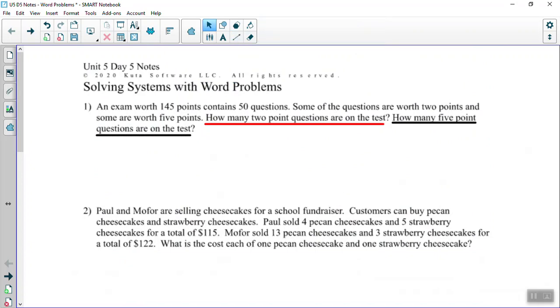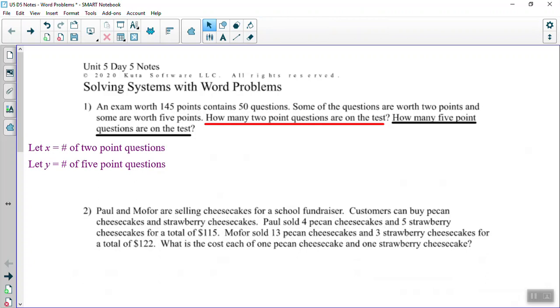So let's start with the first one. How many 2-point questions are on the test? We're going to pick one variable to represent the number of 2-point questions. I'm just going to use x. So I'm going to let x represent the number of 2-point questions. Remember, we've done this before. This is where we define our variables. Then I'm going to let y represent the number of 5-point questions. All right, now we can go back and use the rest of this to help us come up with our equations. We're going to have to do some translating.